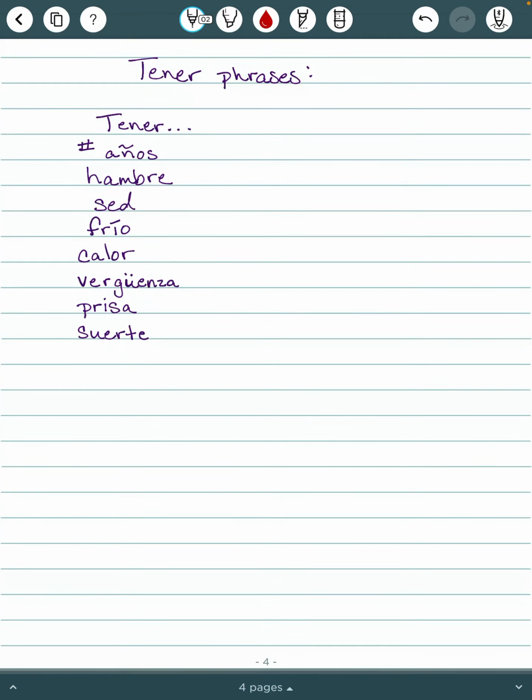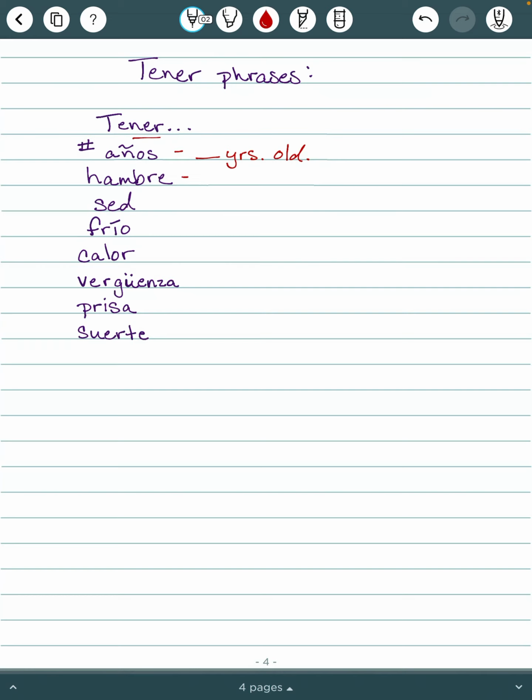All right, one last thing before we go. We do have some tener phrases. Now, these don't translate directly into English. So the first one here you've seen. If you want to say, I am 15 years old, you put a number and años. So that is how old you are. So blank years old. And of course, you want to conjugate tener. If I want to say I am a certain number of years, I'll say tengo, the number, and años. If I want to ask about you, I'll ask tienes.